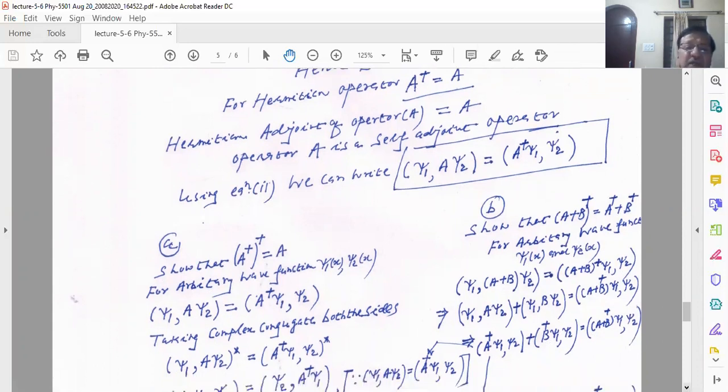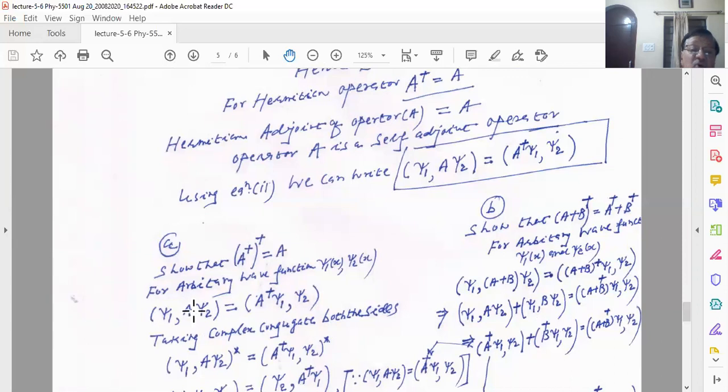So first of all, we want to derive this very important law, and I want to show that A dagger is equal to A. So we want to derive this. To derive this important relationship, I take two arbitrary wave functions psi1 of x and psi2 of x in one dimension. And now, to derive this, I take the scalar product of psi1 with A psi2.